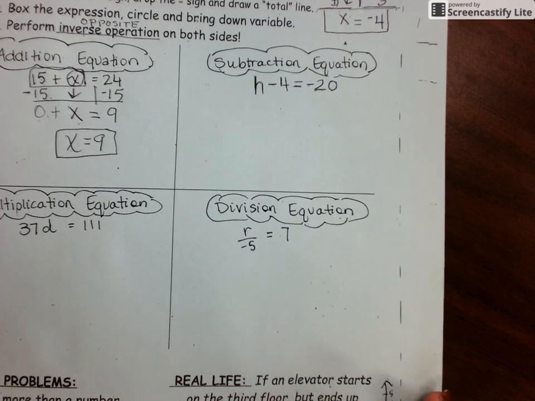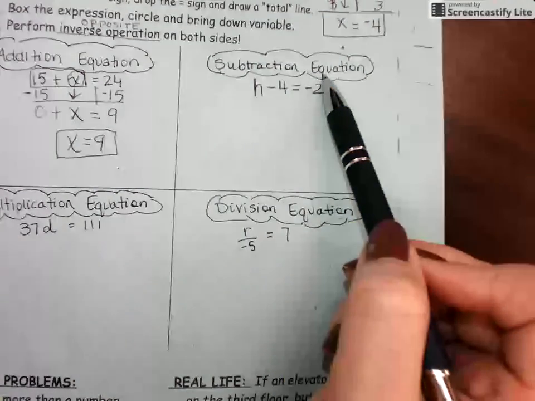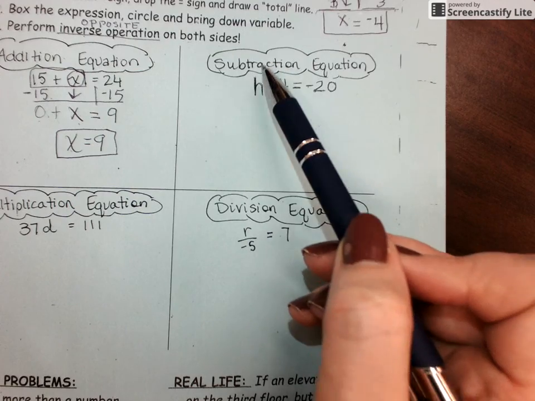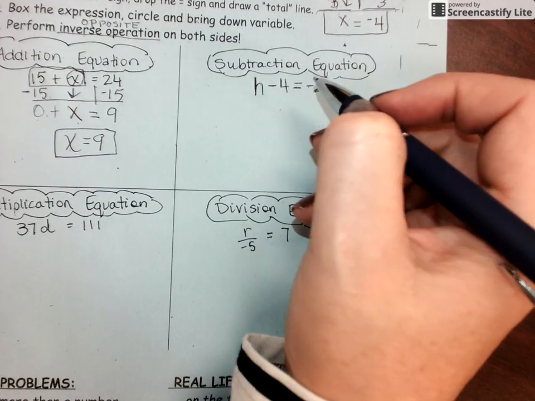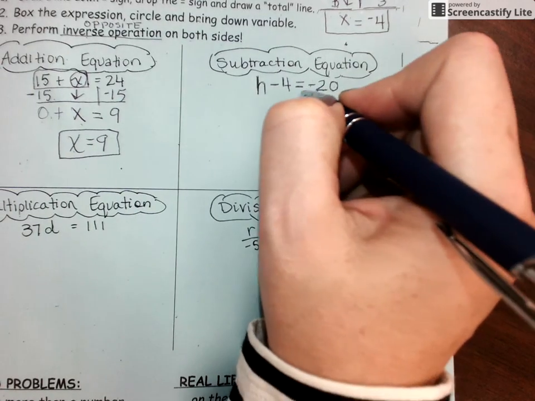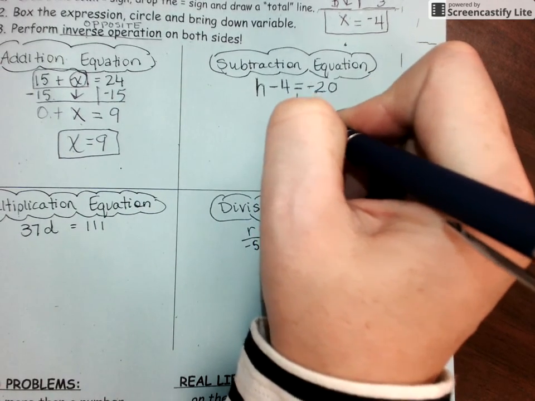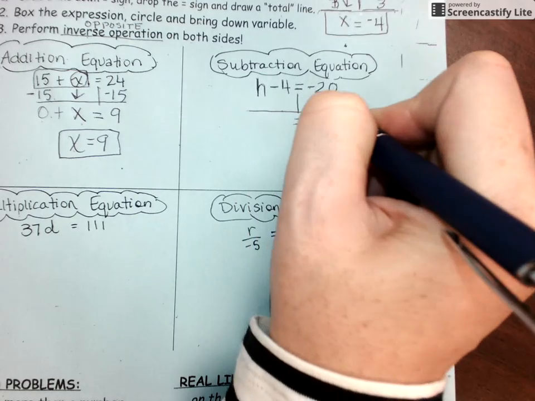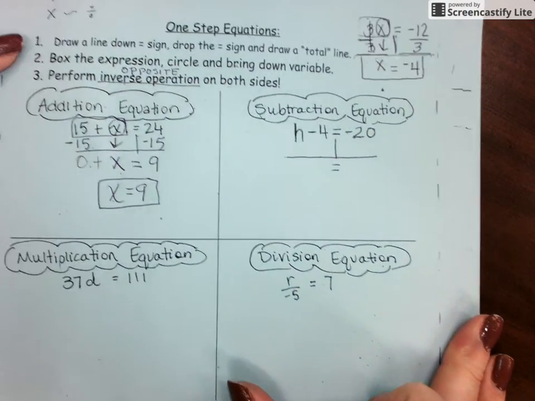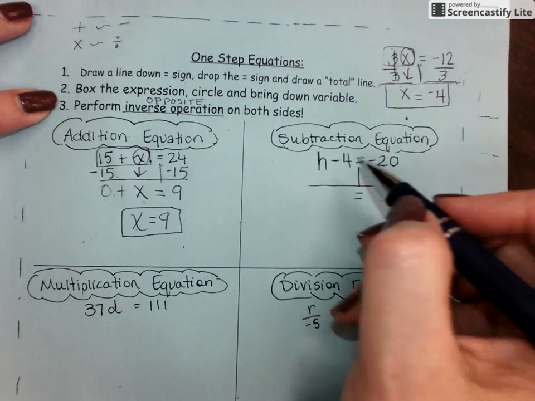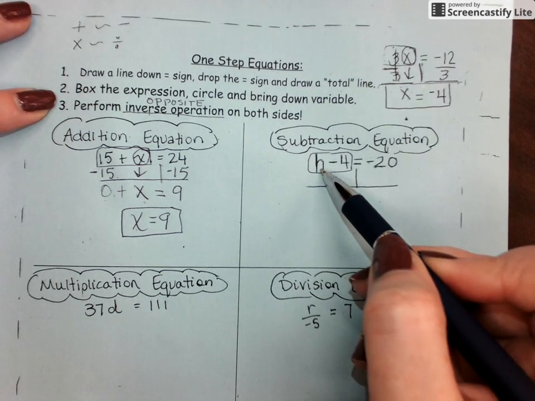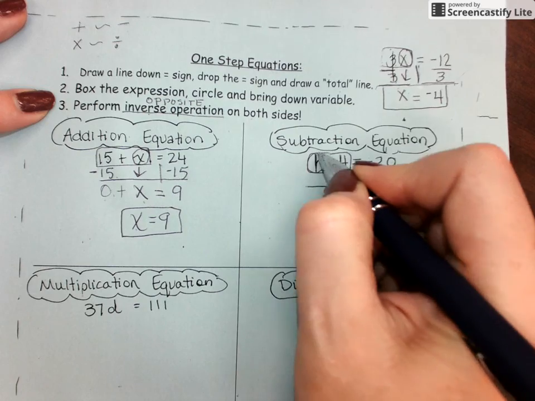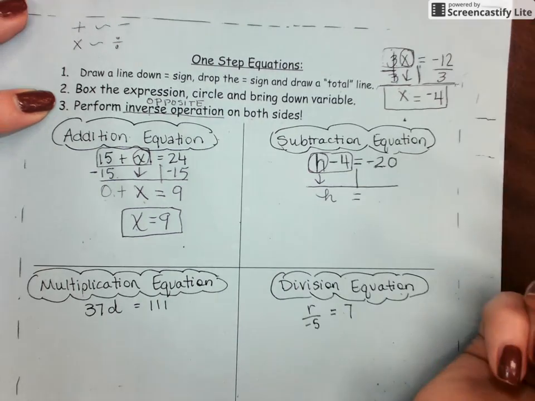Let's go to our subtraction equation. Remember, what's the opposite of subtraction? That's right, addition. So, step 1, I'm going to draw a line down the equal sign, drop the equal sign, and draw a total line. Step 2, I'm going to box the expression all the way to the equal sign, including my variable, then circle and bring down my variable.